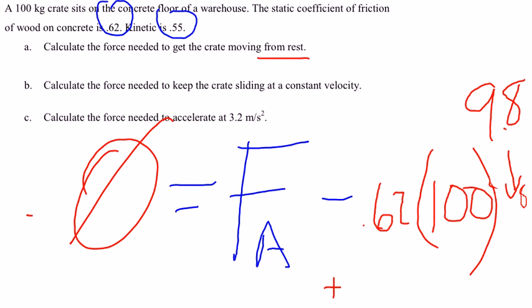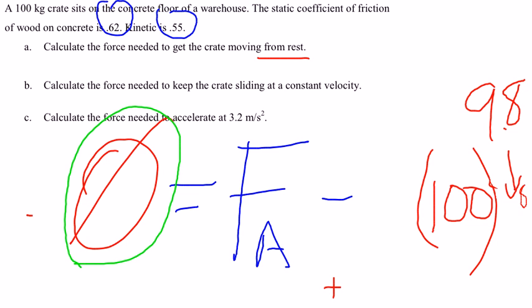Okay, what about for B? Well, the only thing different for B is once it's going at constant velocity. So this is still true. The acceleration is still 0. However, the coefficient of friction is going to be different now because now it's moving. So instead of using the static mu, we have to use the kinetic mu. So that kinetic mu is 0.55. So we'll multiply that out and then work our math and then get the answer there.